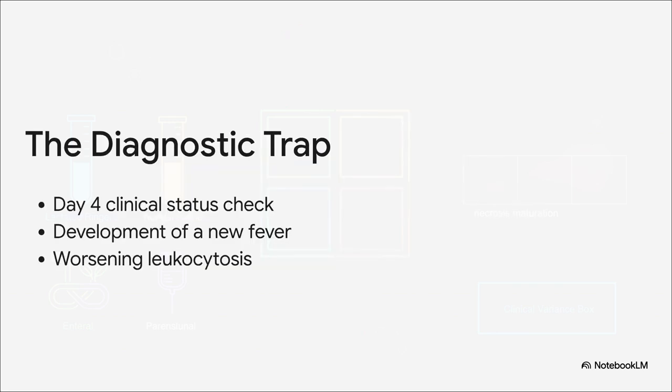Here is the diagnostic trap. On day 4, during a clinical status check, the patient develops a new fever and a rapidly rising white blood cell count. This is specifically designed to lure you into premature, potentially fatal interventions. You see a fever, you see 50% necrosis, and your instinct screams infection. But remember the timeline we just mapped out.